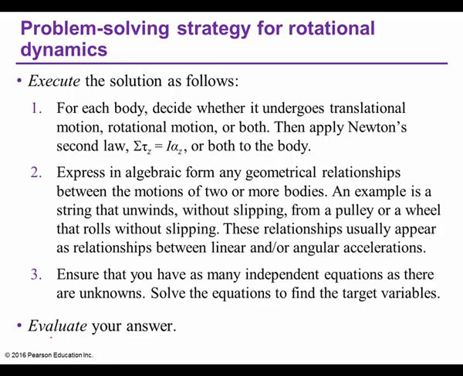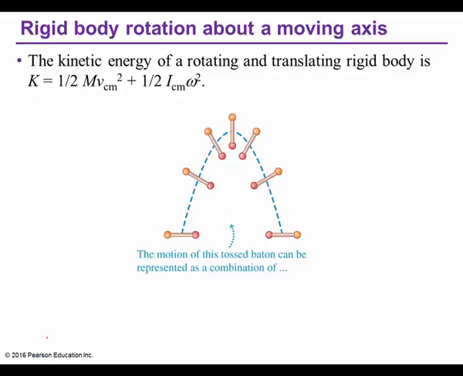All right, determine whether it goes through translational motion, rotational motion, or both. Remember, translational is like moving in a straight line, and rotational motion is going in a circle, okay, or moving through an arc. Okay, and then of course you express the algebraic sum of the relationships, and then you need to ensure that you have as many independent equations as there are unknowns, okay? All right, so that's very, very important. Then of course you always evaluate your answer.